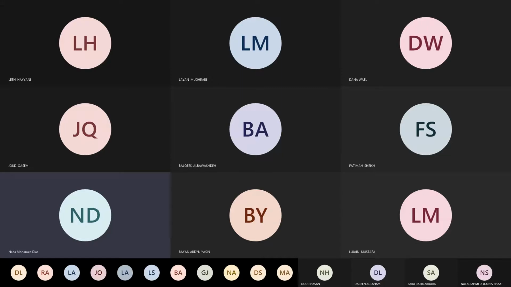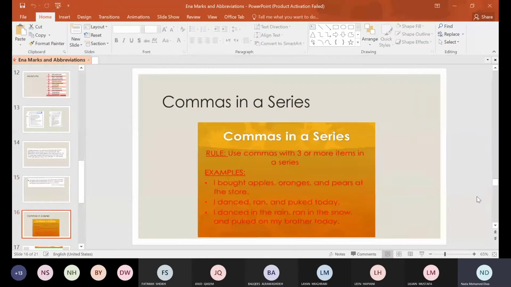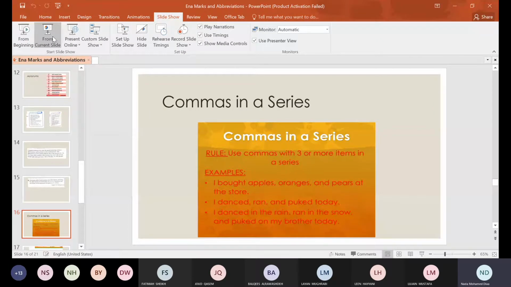We continue the grammar in chapter 13. Now we take lesson 2. In lesson 2, we take the commas. Do you see the PowerPoint?